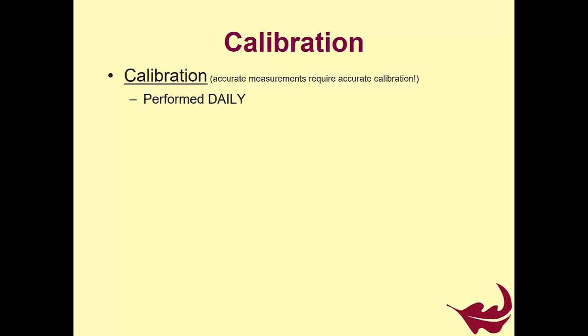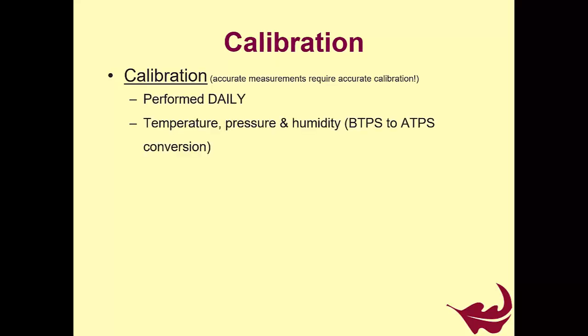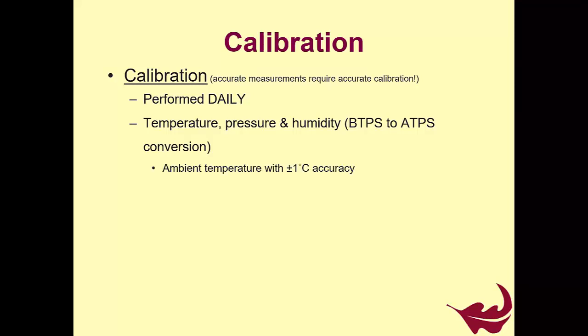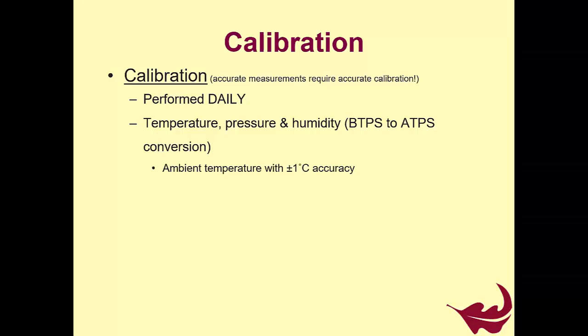In terms of calibration, remember that we need accurate measurements. And for accurate measurements, you have to have calibrated equipment. This must be performed daily, and the temperature, pressure, and humidity are important and should be specified. You can see ambient temperature must be measured with an accuracy of 1 degree centigrade. And volume, as you know, with a 3-liter syringe with a maximum deviation of 15 milliliters. This used to be 50 in the previous guidelines.